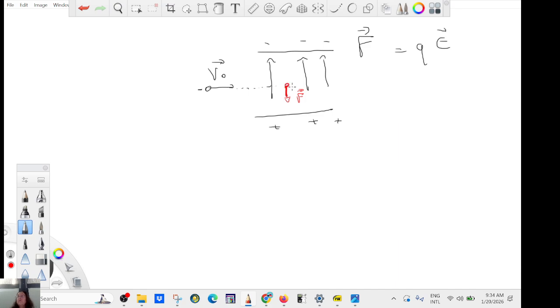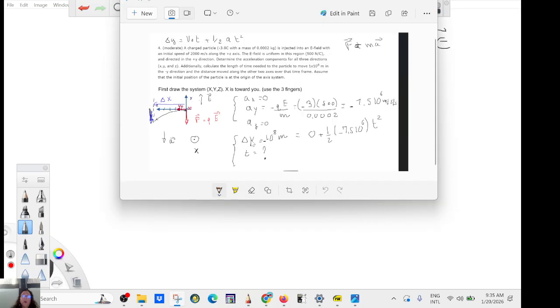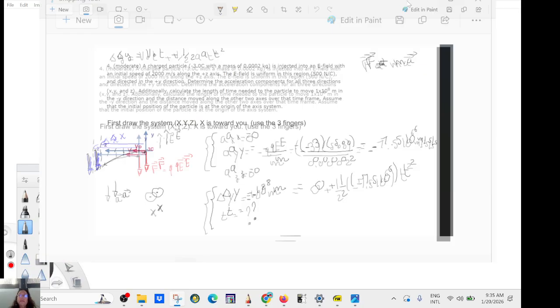So it wants to do two things. It wants to keep going along a straight line at a constant speed, but at the same time, it's going to accelerate down. So it's like a projectile motion. And then you're going to have something like this. Okay, so that's what we did last time, and you can review that. And I think we were almost done here.